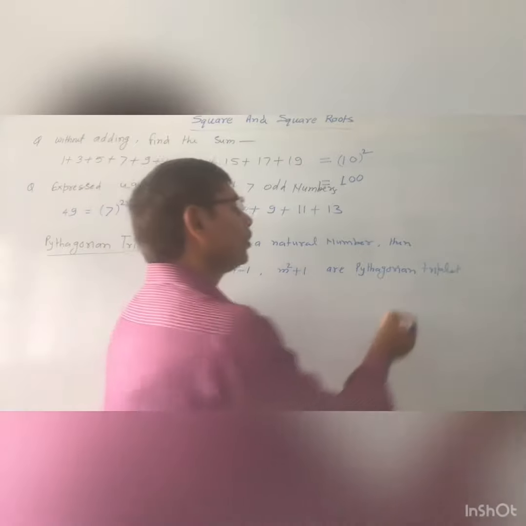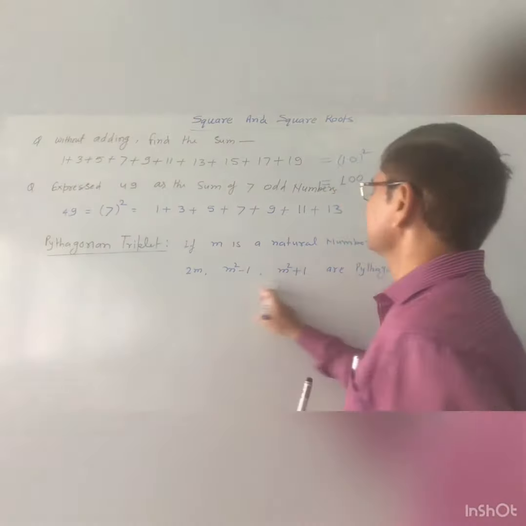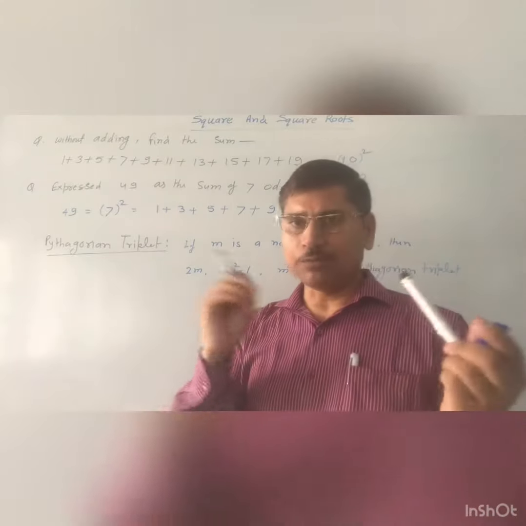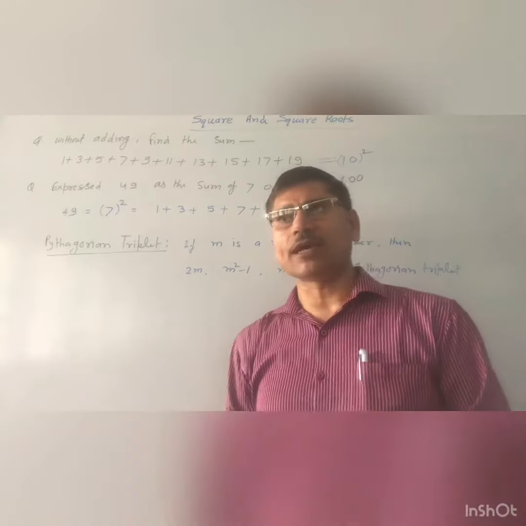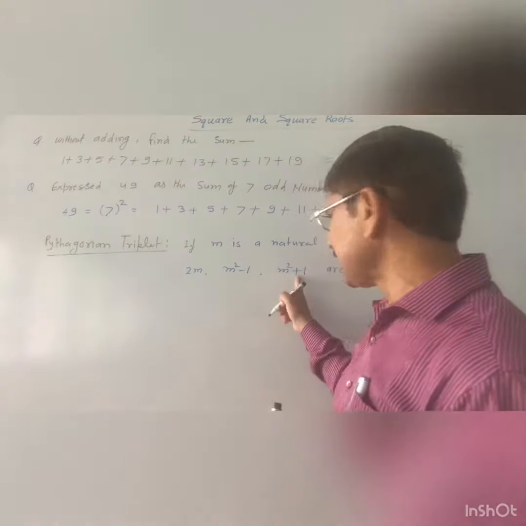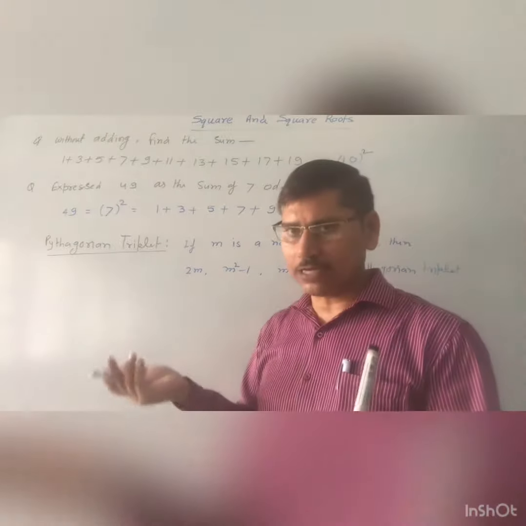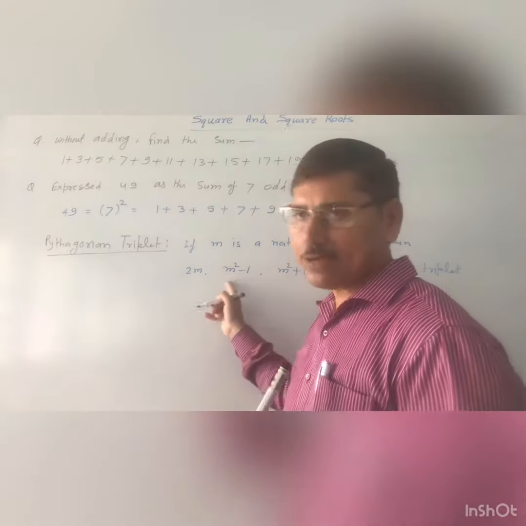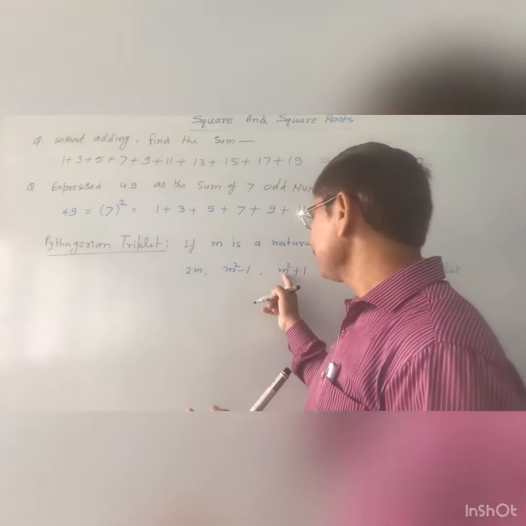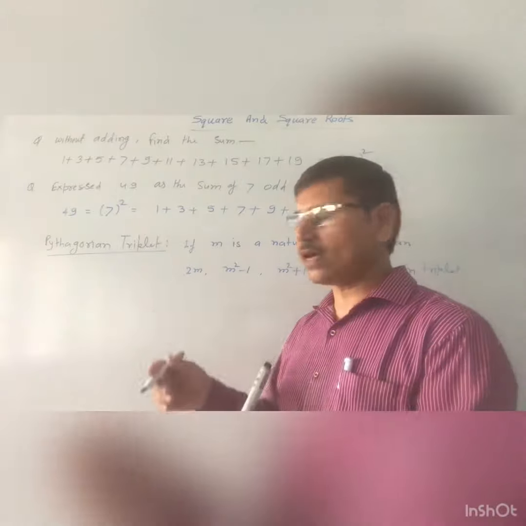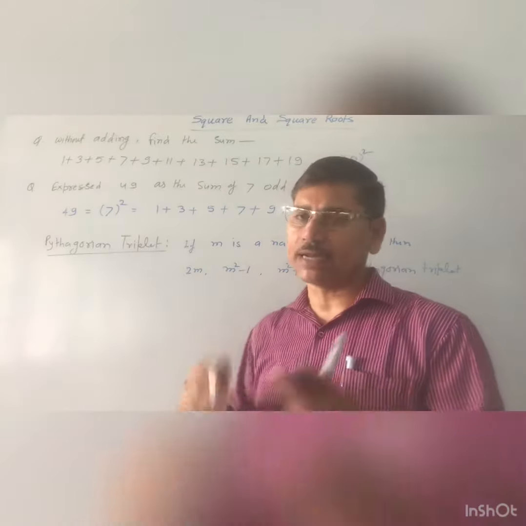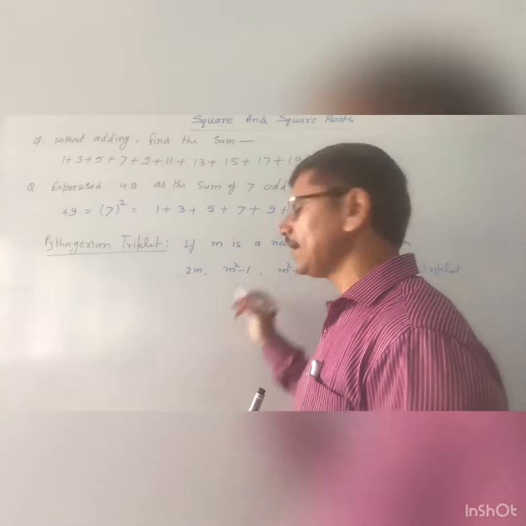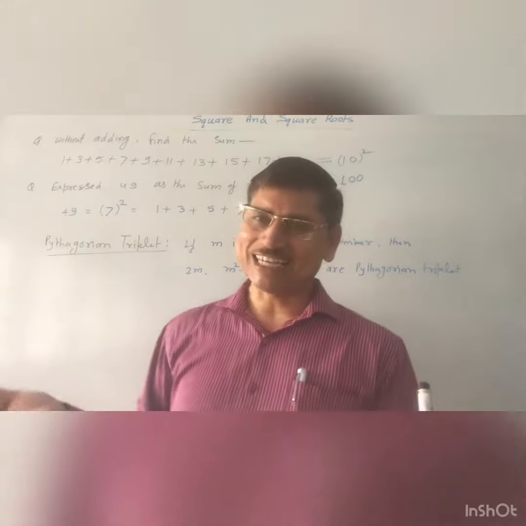Why? Because these numbers satisfy the Pythagoras theorem, that is hypotenuse square equal to base square plus altitude square. So this is the hypotenuse. The longest side is always the hypotenuse, and this one we can take as altitude, and this is the base. So if we write m square plus 1 whole square equal to this square plus this square, then it is satisfied. So we can say that 2m, m square minus 1, m square plus 1 is a Pythagorean triplet.